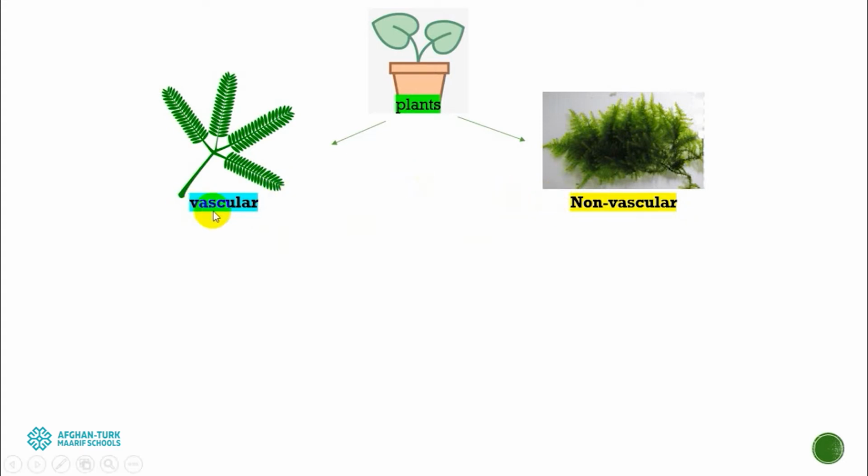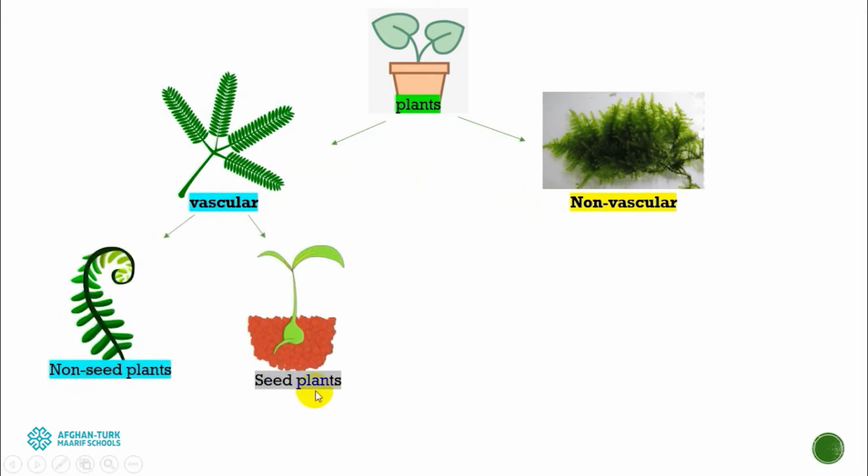Further, they divided vascular plants in two ways, non-seed plants and seed plants. Non-seed plants cannot grow seeds. It means they do not have seeds for their reproduction. They make spores, like ferns. This is a picture of a fern, for example. They produce spores, and with the help of those spores, they can reproduce. On the other hand, we have seed plants, plants which have seeds. Just by putting their seed in soil, we can get a new plant. They are seed-producing plants.